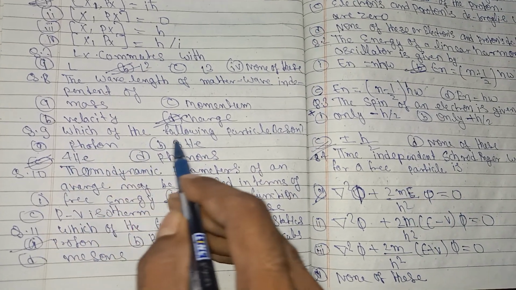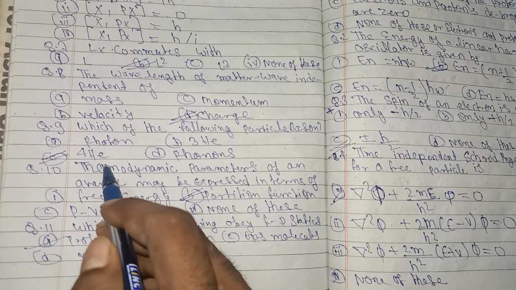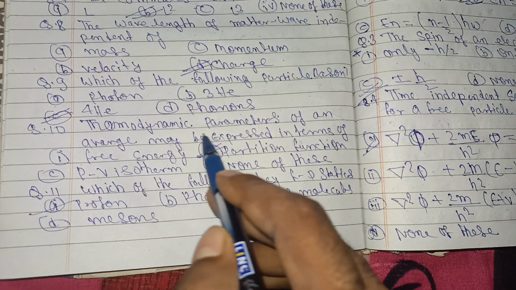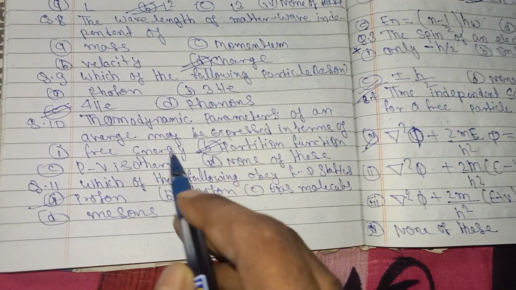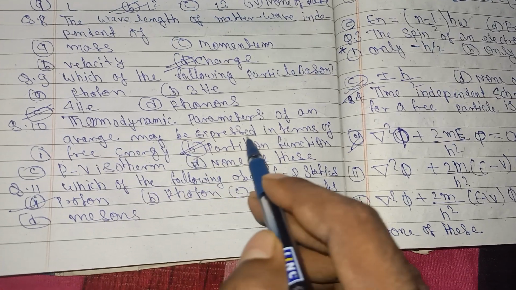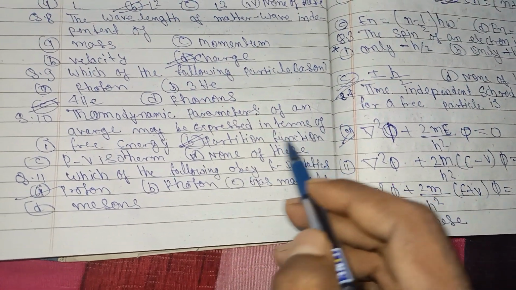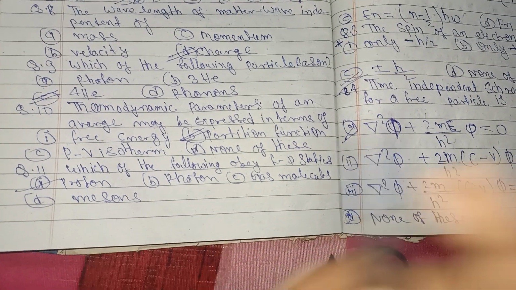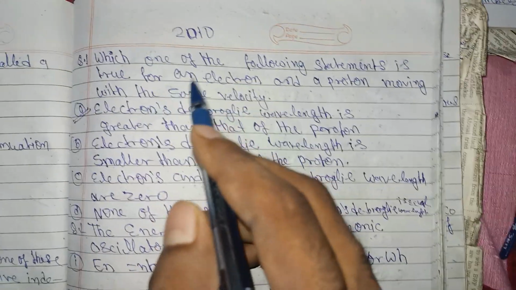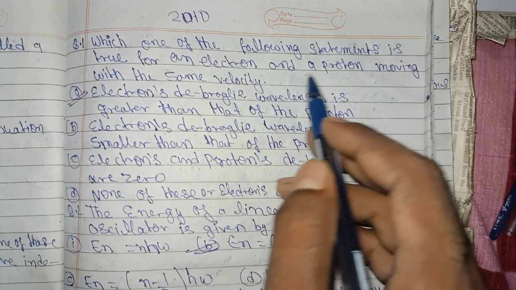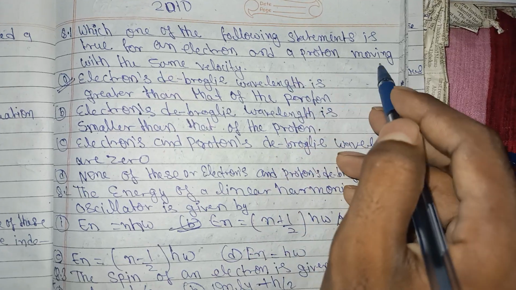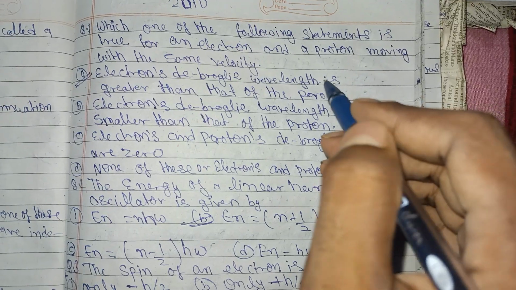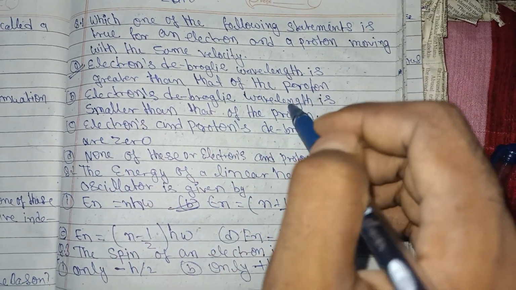Question number 9, which of the following particles is a boson? So helium 4. And question number 10, the thermodynamic parameters of an average may be expressed in terms of the partition function. And question number 11, which of the following obeys FD statistics? So protons. Question 1, which one of the following statements is true for an electron and a proton moving with the same velocity? So the electron de Broglie wavelength is greater than that of the proton.